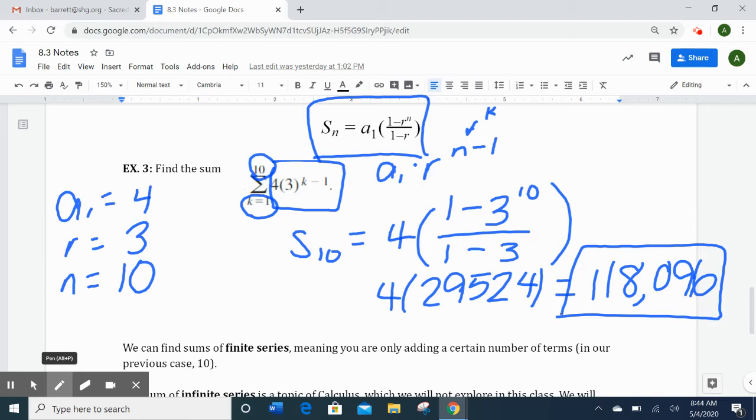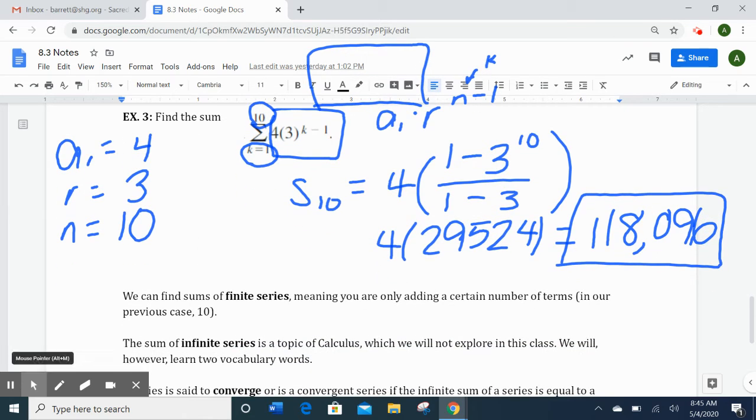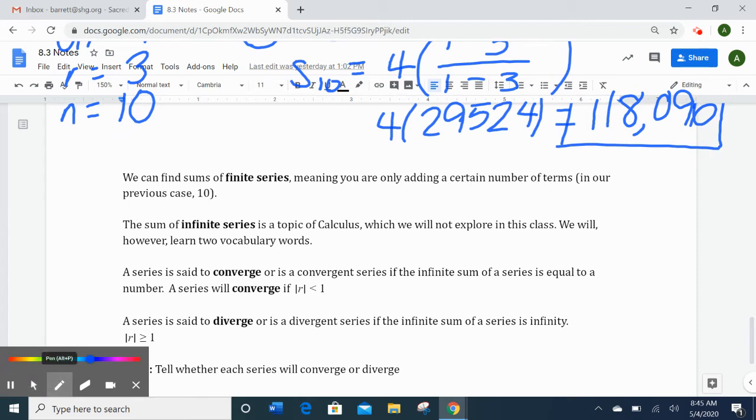So we can find sums of finite series, meaning you're only adding a certain number of terms, in our case 10. If I asked you to find the summation of the first 20 terms, it would be an even bigger number, or the first 50 terms, it would be an even bigger number. So the idea of the sum of an infinite series is a topic of calculus, which means what if we add together all the terms in a series, all infinitely many terms in the series? And we're not really going to explore that in a whole lot of detail, but we are going to talk about the difference between a series that is convergent or divergent.